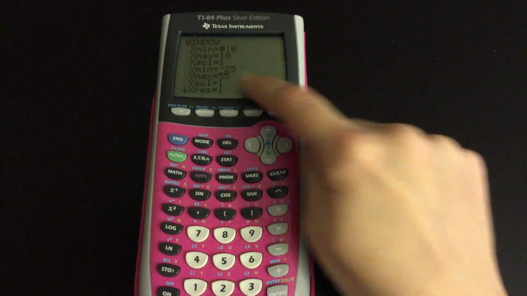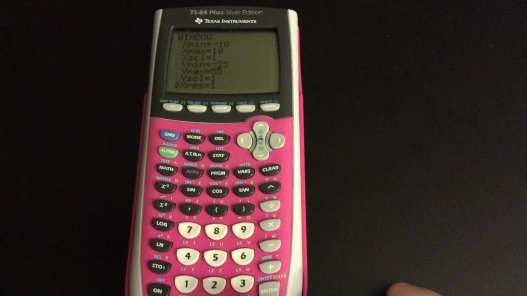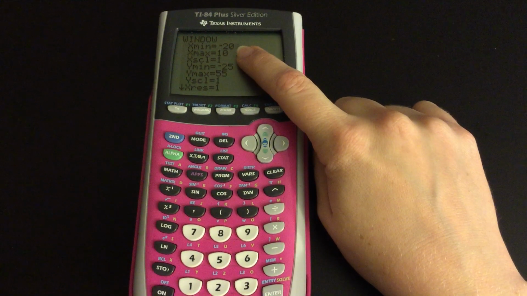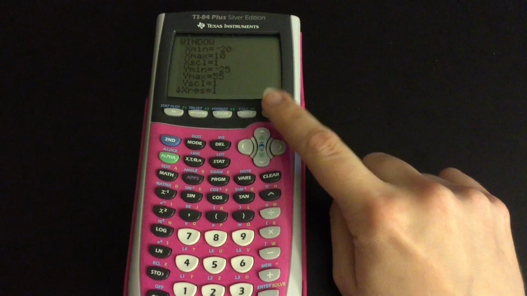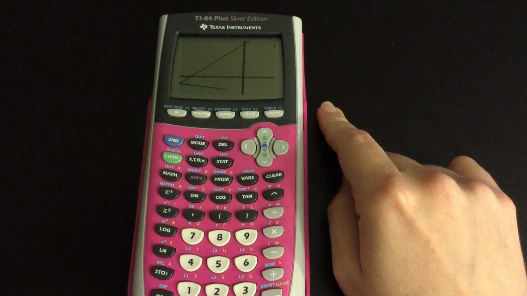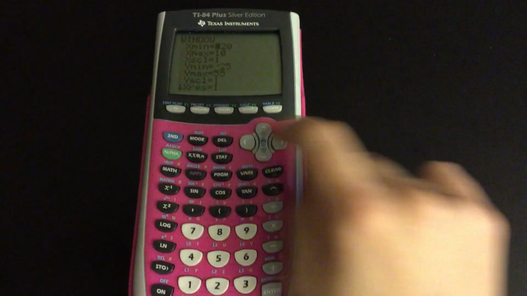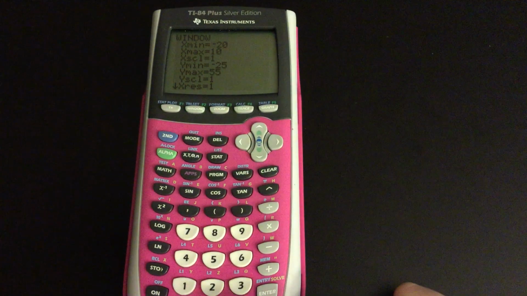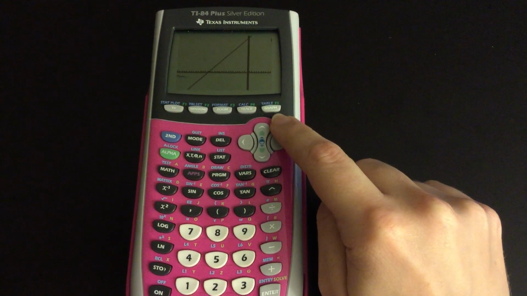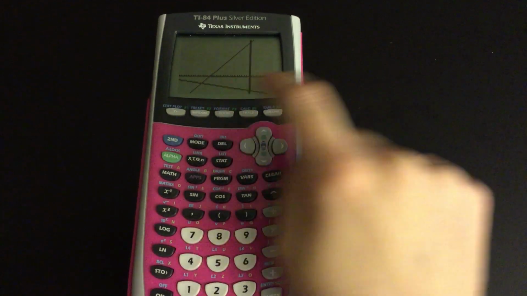Left is the negatives. So I want to go to this negative 10, the minimum, and make that even more negative. Let's try negative 20. Again, there's no perfect way to know what the x's will be. Just try it, press graph, and see if you can see it. I see one line, I see two lines, and that intersection is just barely visible. So we're going to go back to window, and I'm going to make that even more negative. Let's see if that makes it better. Remember, whenever you want to see your graph, you just press graph.